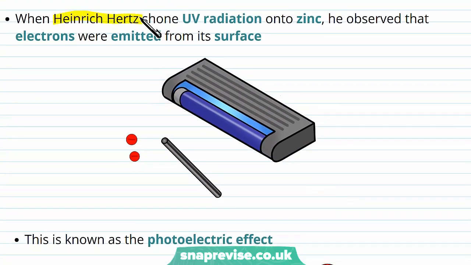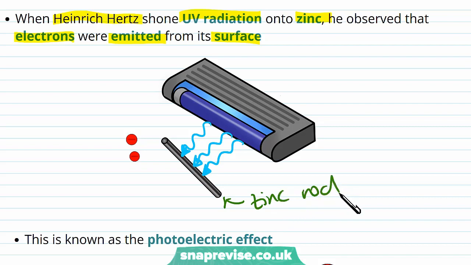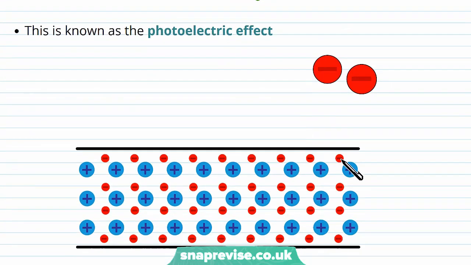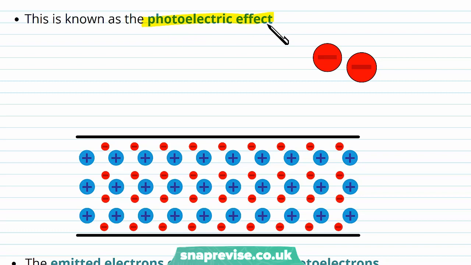When Heinrich Hertz shone UV radiation onto zinc, he observed that electrons were emitted from its surface. So here we have UV radiation, which is incident on some zinc metal. So this here is our zinc rod. And what Hertz observed was that electrons were emitted. So this metal rod emitted electrons when UV light was incident on it. This is known as the photoelectric effect.